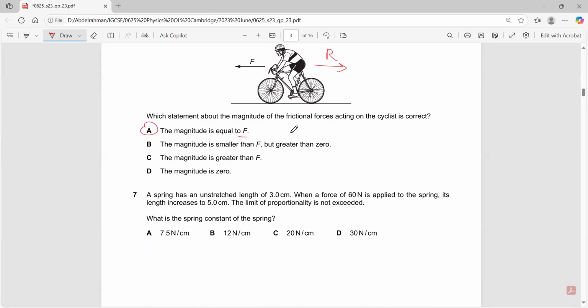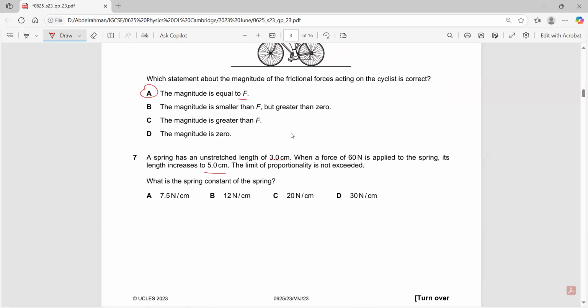A spring has an unstretched length of 3 centimeters. When a force of 16 newtons is applied to the spring, the length increases to 5 centimeters. It was 3, it became 5. The limit of proportionality is not exceeded. What is the spring's constant? Can I find the spring's constant? Yes. k equals F over x. x is the extension. The force was 60 newtons and the extension was 5 minus 3, which is 2, right? So this is 30 newtons per centimeter.